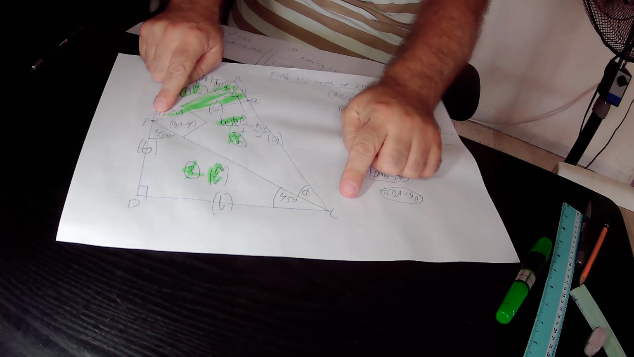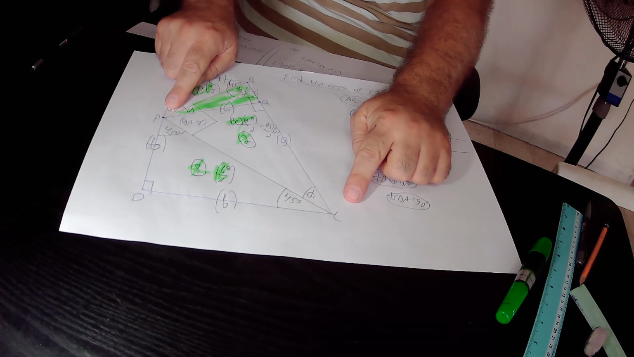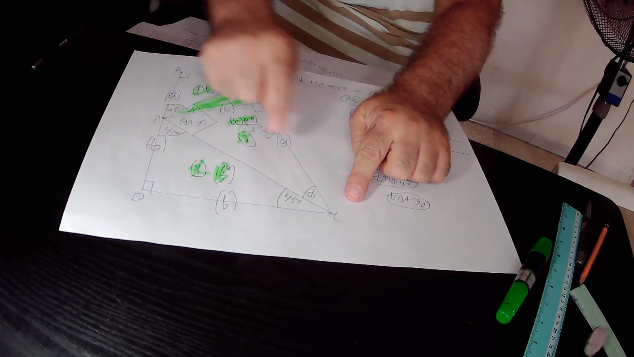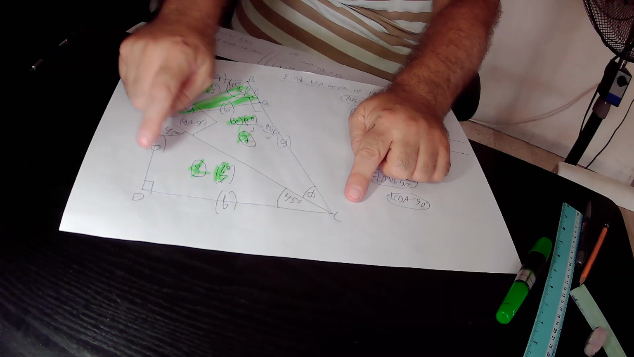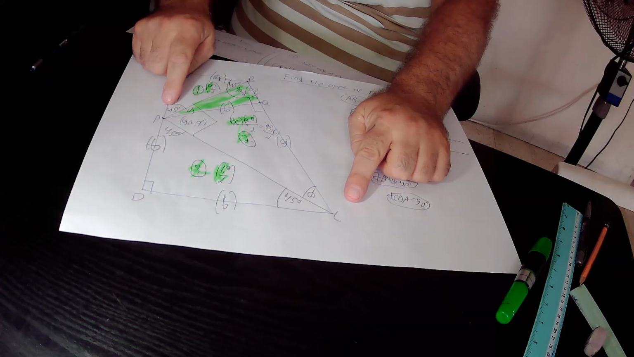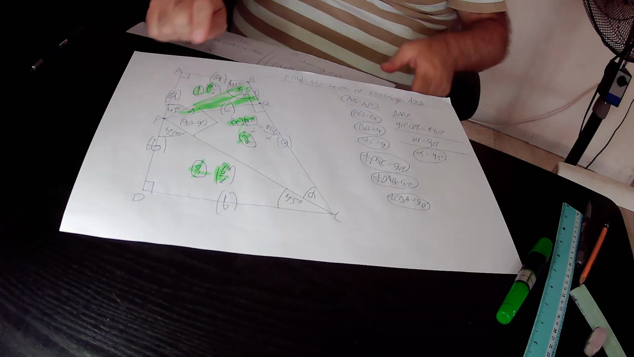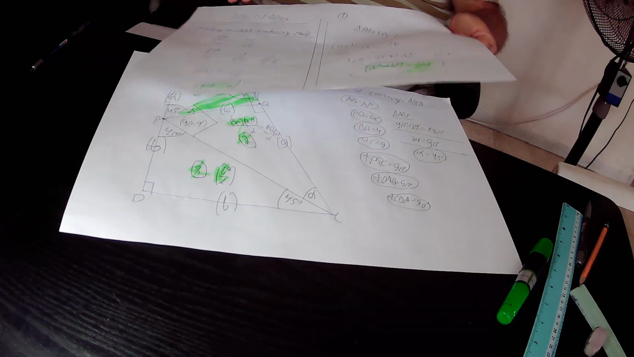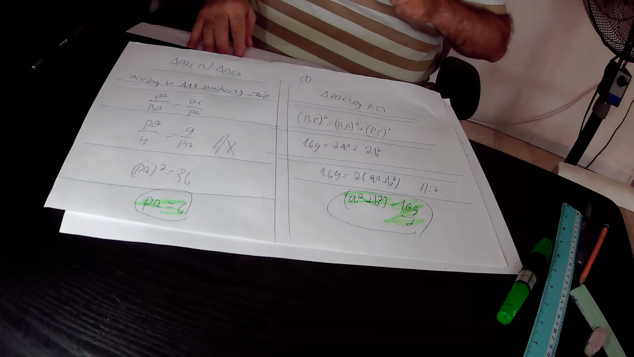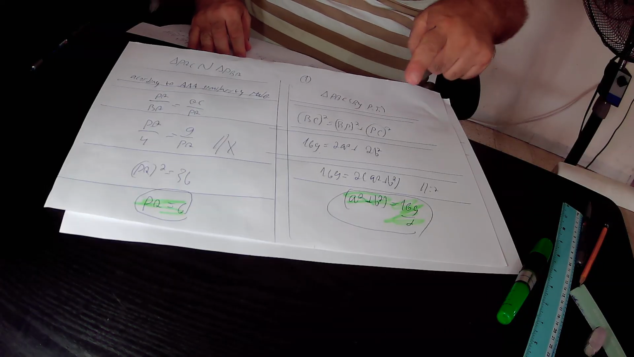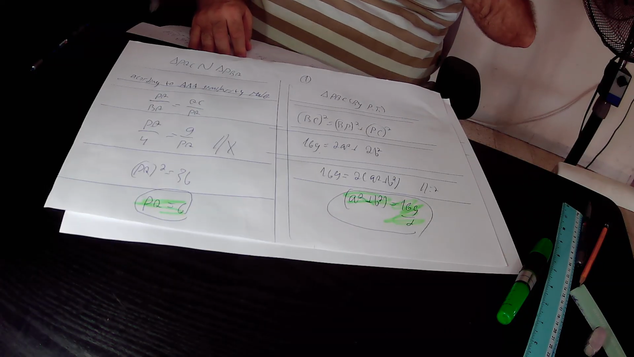In order to find out the value of PC squared, we implemented the Pythagoras theorem on the right triangle PDC. According to the Pythagoras theorem on the right triangle PDC, B squared plus B squared equals PC squared. So in total, PC squared equals 2B squared. So in total, we found out that 169 equals 2A squared plus 2B squared.